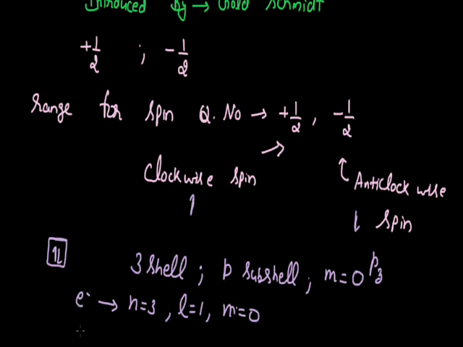Now for the next electron, again it belongs to the third shell, so the principal quantum number will be 3. The azimuthal quantum number will be 1 since it is part of the p subshell. Since it belongs to the pz orbital, the magnetic quantum number will be 0. But since these two belong to the same pz orbital, we cannot write the same value of spin quantum number. If the first has the spin quantum number plus half, for the next electron we have to give minus half. They cannot be the same.